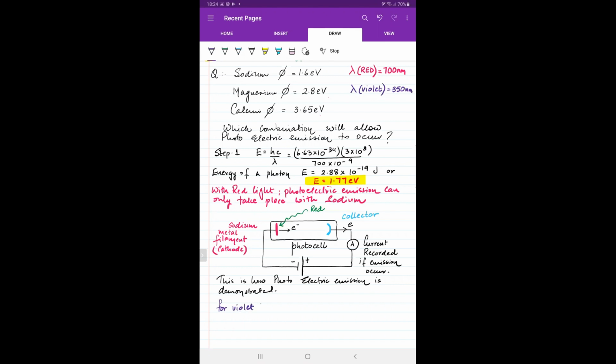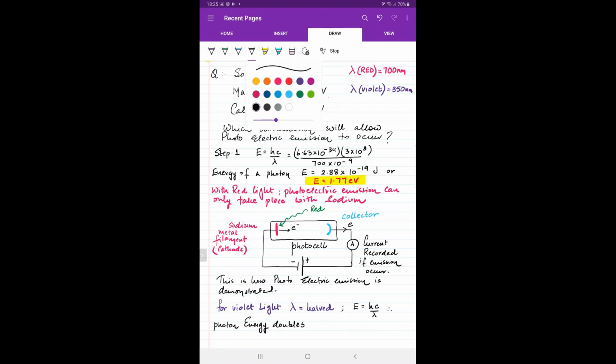Just recognize that for violet light, मैंने वेवलेंथ को नोट करो हाफ कर दिया है from 700. It is now 350. आधी कर दी है. एक्चुअली मेरे पास जगह जरा कम थी ना, तो मैंने इसीलिए उसको हाफ कर दिया. तो I think if the wavelength is halved, then based on the formula E is equal to hc upon lambda, you would agree photon energy डबल हो जाएगी. सो कैलकुलेट मत करना, डायरेक्टली कोट कर देना.